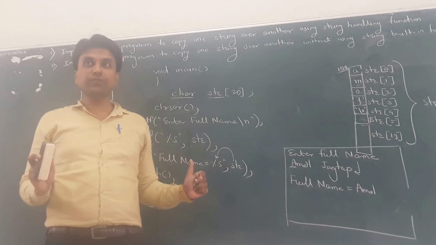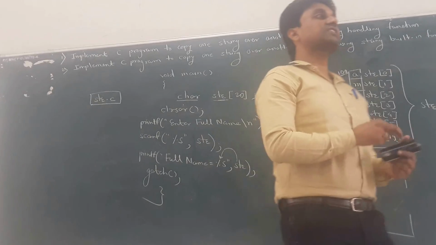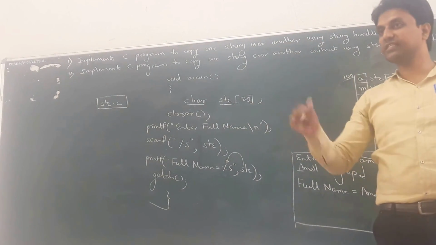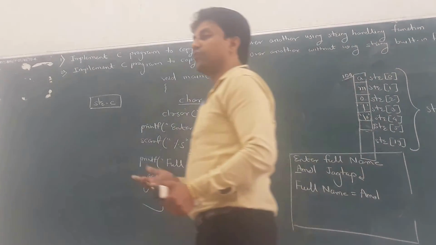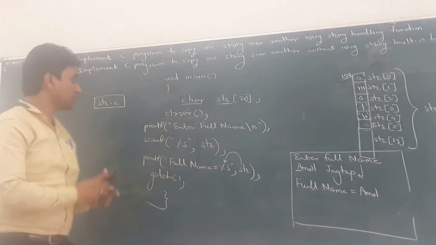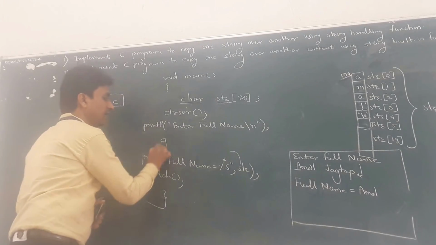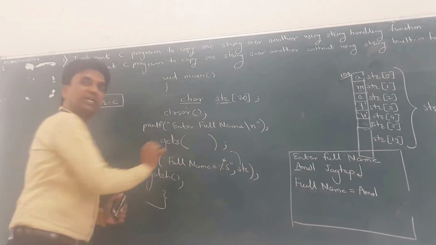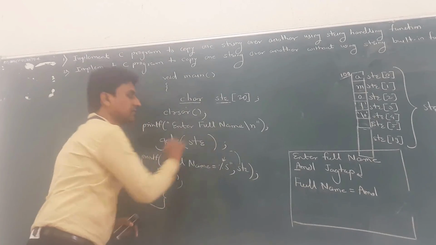But what is the actual predicted output? Amol space Jagtap. This is the predicted output. But using scanf, we cannot scan a string with spaces. That is the drawback of the scanf statement. So instead of scanf, what is the solution? The gets function. So instead of writing scanf, just use gets, and this is a built-in function. gets is a built-in function, and write str.